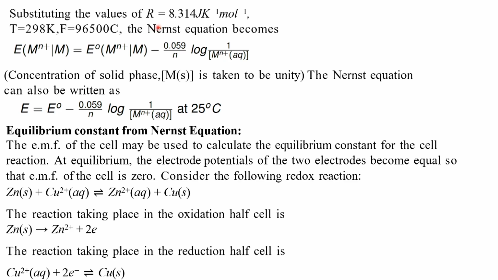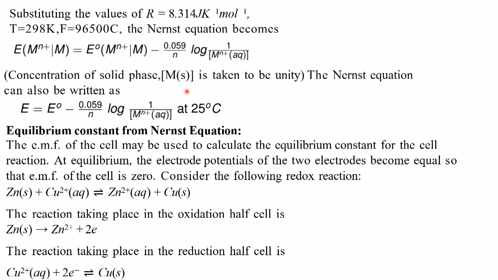Now if we substitute the values of R, 8.314 in joule units, T is 298 K, and the Faraday constant as 96,500 coulomb, then the Nernst equation is E = E° minus 0.059/n log (log base 10) 1/[Mn+ in aqueous solution], since the concentration of the solid phase M(s) is taken to be unity. The Nernst equation can also be written as E = E° minus 0.059/n log 1/[Mn+(aq)] at 25 degrees Celsius.